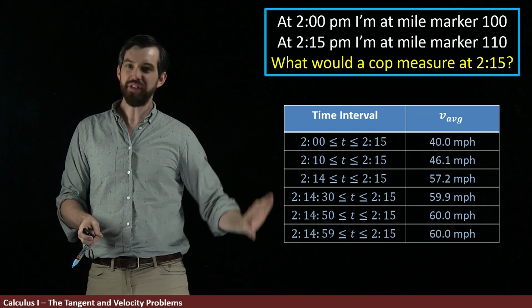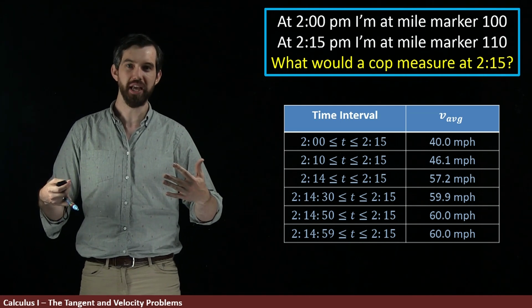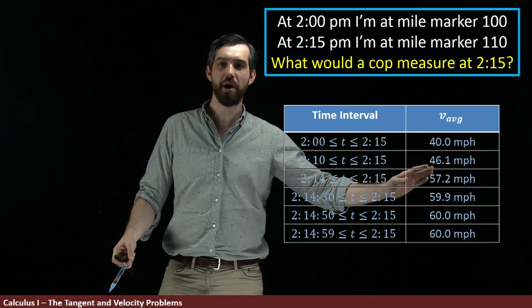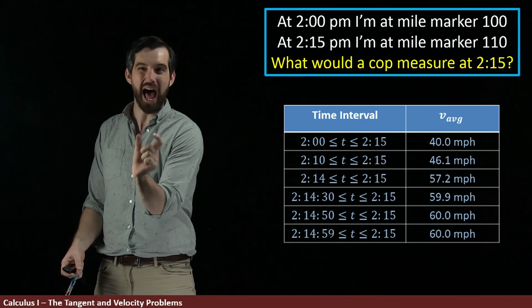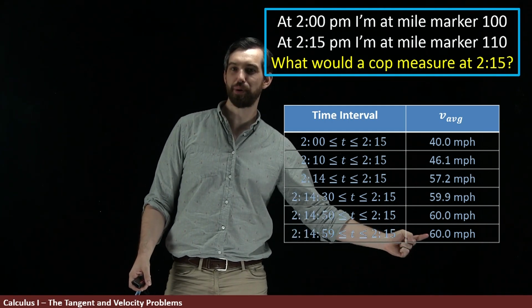So for each of these time intervals, we can compute the average velocity. I'm just going to imagine we've gone and done that, and we've got the 40, 46 going down, and then in this last second, this one tiny little time interval, it appears that we're going 60 miles per hour over that time interval.